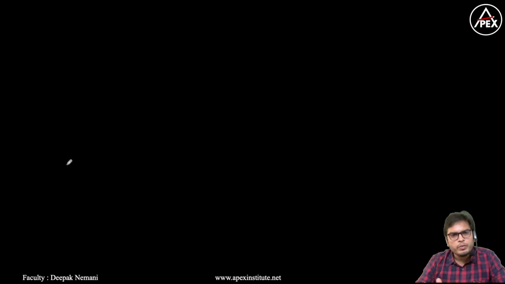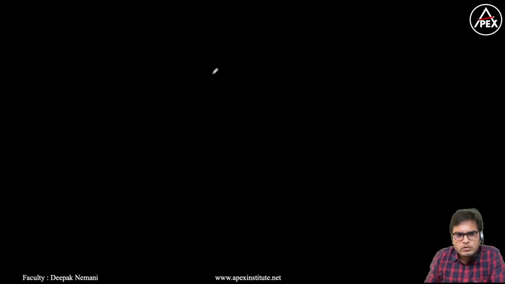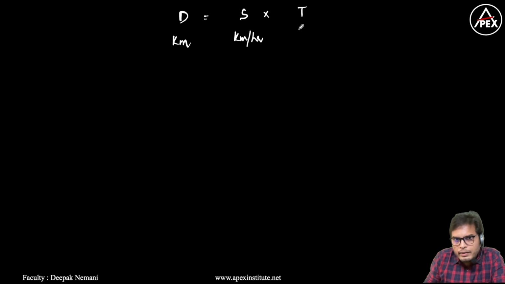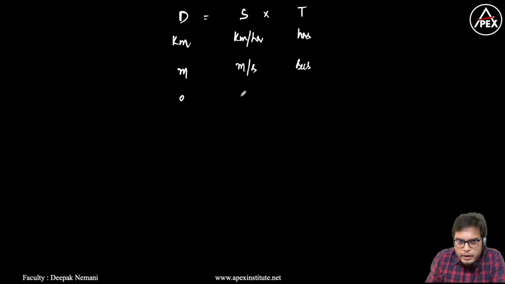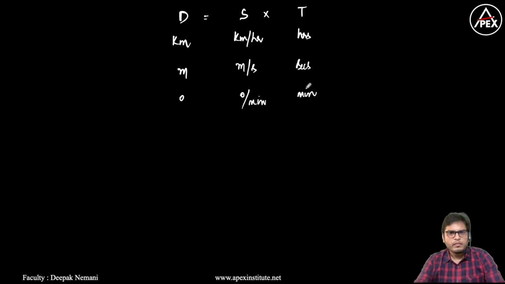So I consider clocks to be an extension of speed, time and distance. And what is the relation between speed, time and distance? We know that distance is equal to speed into time, right? In general, distance will be measured in kilometers when speed is mentioned in kilometers per hour and time in hours. And distance can also be mentioned in meters when speed is in meters per second and time is in seconds. In clocks, we will be measuring the distance in terms of degrees, speed in degrees per minute and time in minutes, right?